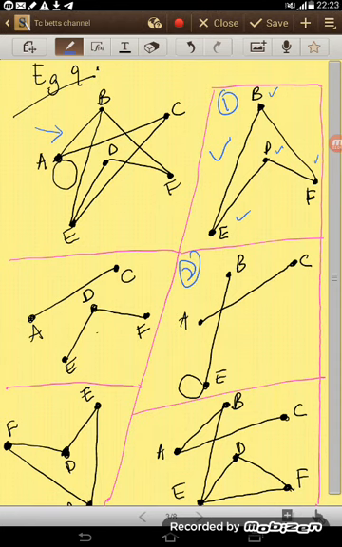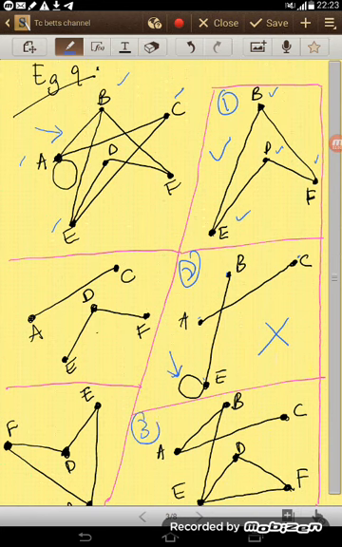What about number 2? This one, you can see AC and BE. It's a subgraph from the original. But what happened is there is a loop here. The loop should be in A, but it is in B. So this is not a subgraph.